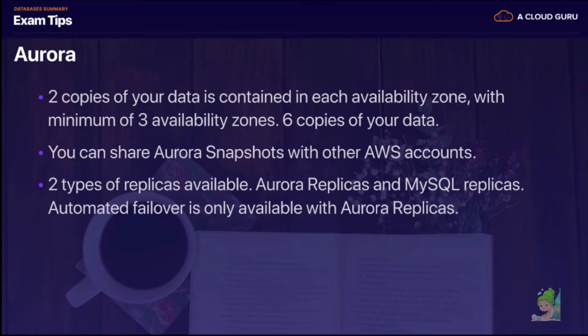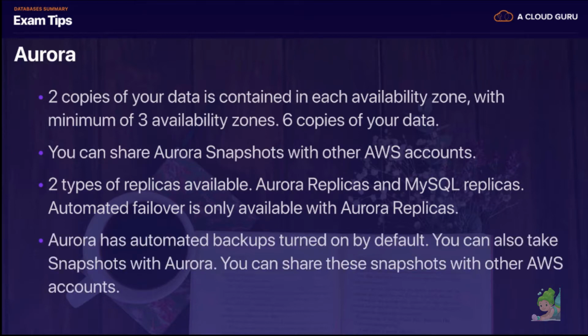Remember that 2 different types of read replicas are available. So you've got Aurora replicas and you've got MySQL replicas. And automated failover is only going to be available with your Aurora replicas. And Aurora has automated backups turned on by default. You can also take snapshots with Aurora and you can share these snapshots with other AWS accounts, which is what I said earlier.